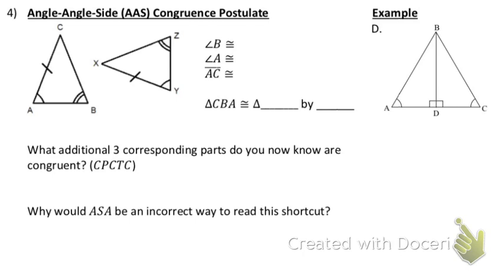All right, the next shortcut is called angle, angle, side. So let's get started. We're going to start with angle B. We know it's congruent to angle Z because of the marks. So we'll put that in, angle Z. All right, and then angle A is congruent to angle Y. That's a nasty angle mark. And then we have AC is congruent to YX.